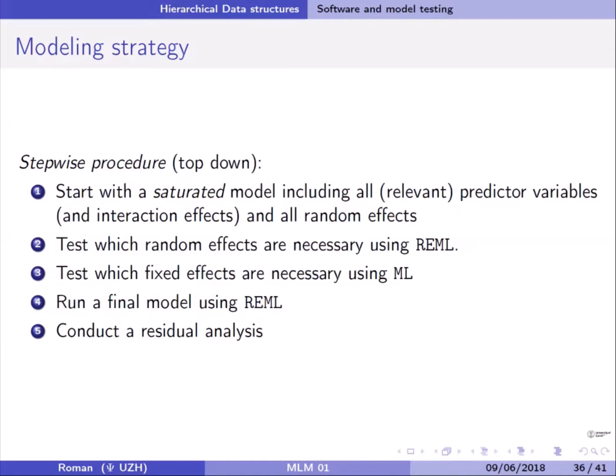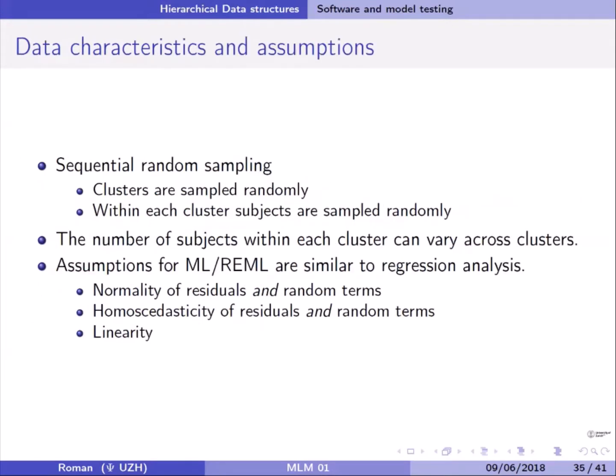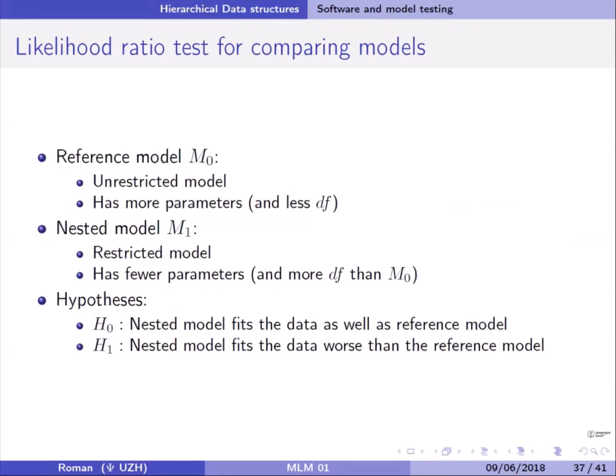Then, using REML, we test which random effects are necessary. Once we decide on the random effects structure, we test which fixed effects are necessary using ML. We run a final model using REML, and then, of course, interpret our results and conduct a residual analysis to assess normality, homoscedasticity, and linearity.